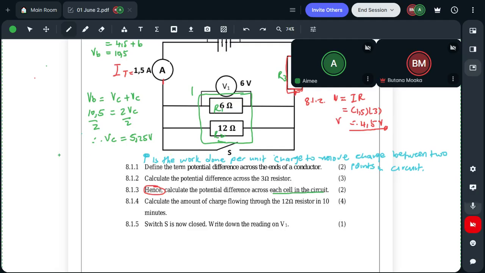Right. This one is how many marks? 4 marks.